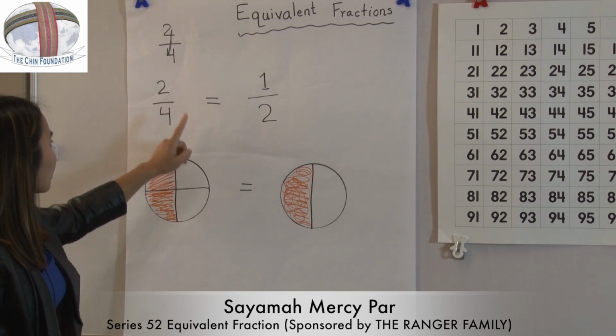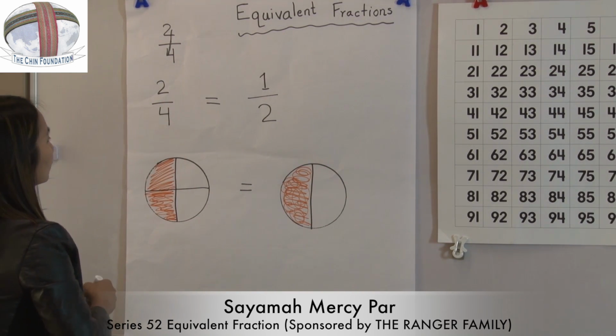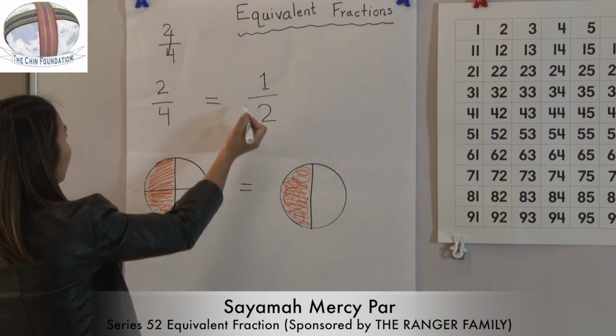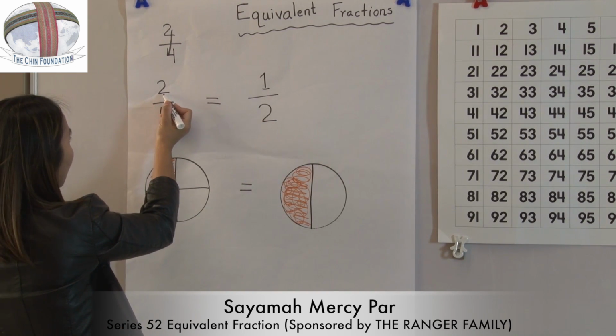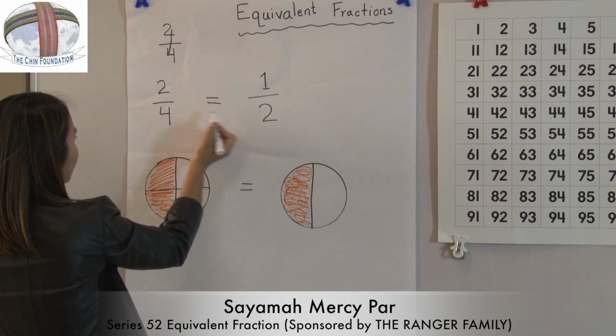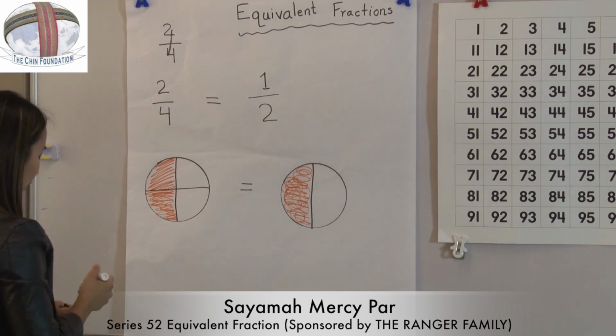And sometimes you can get with this. 2 times 1 is 2. 2 times 2 is 4. Okay?